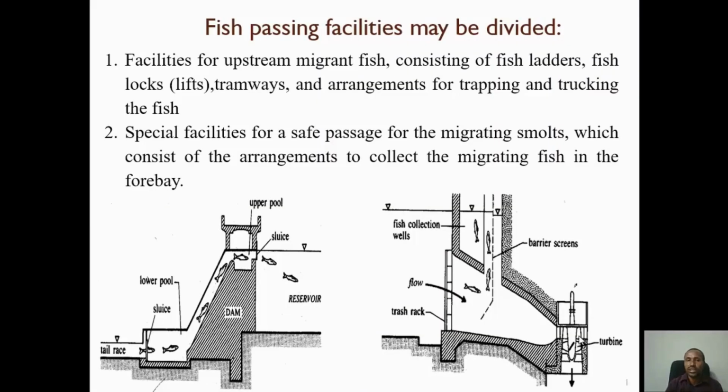Okay. The other thing is a fish passing facility may be provided. Sometimes fish may enter. So if you need to divert these fish in another direction rather than going into the conduit, you can provide facilities. These include facilities for upstream migrant fish, consisting of fish ladders, fish locks, or tramways, and arrangements for trapping and tracking of the fish. The second one is special facilities for safe passage of migrating smolts, which consist of arrangements to collect the migrating fish in the forebay.